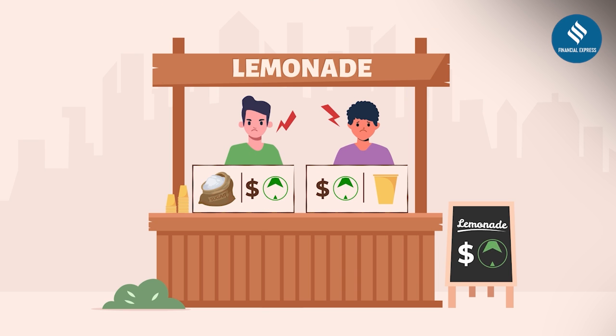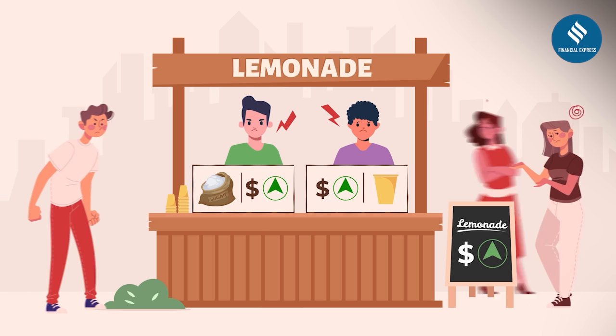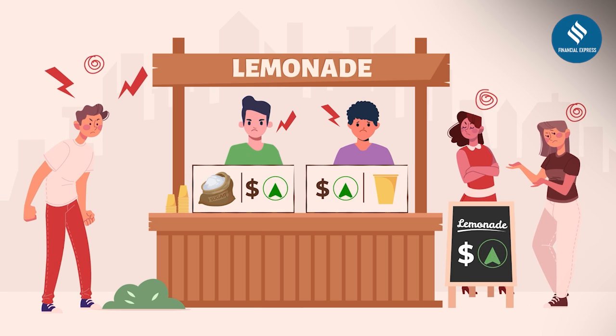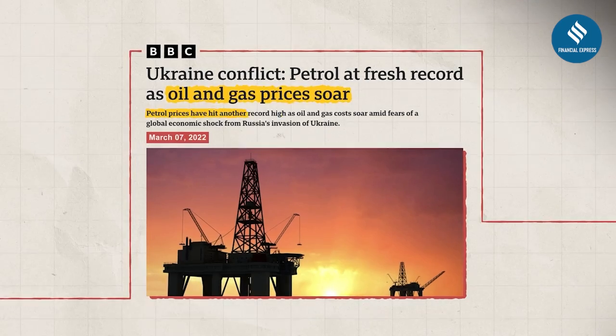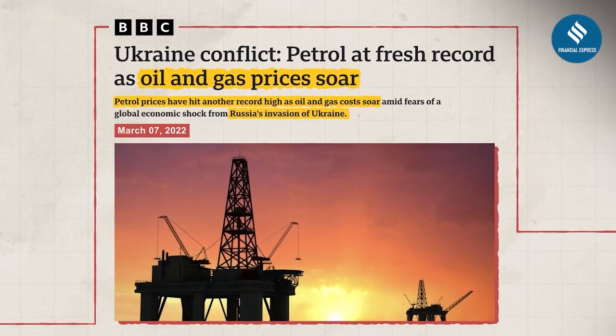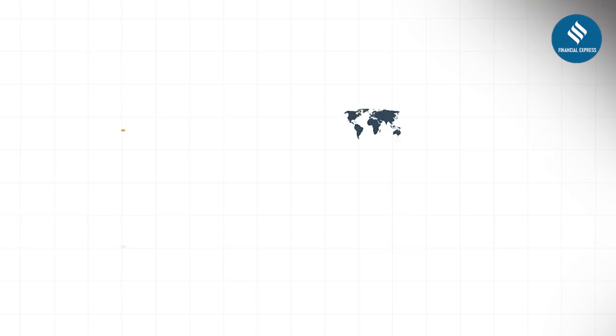Now, both of you have to charge more for lemonade. Customers might not want to buy it anymore because it's too expensive. For example, during the Russia-Ukraine war, sanctions and tariffs on Russian oil pushed up prices for American consumers.